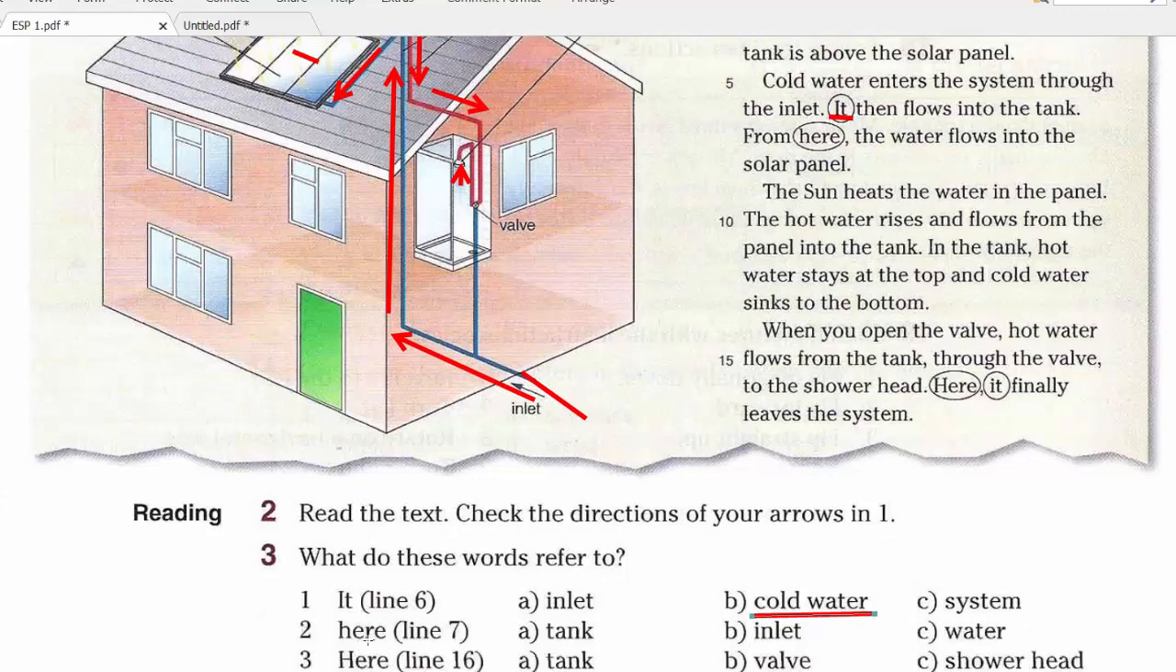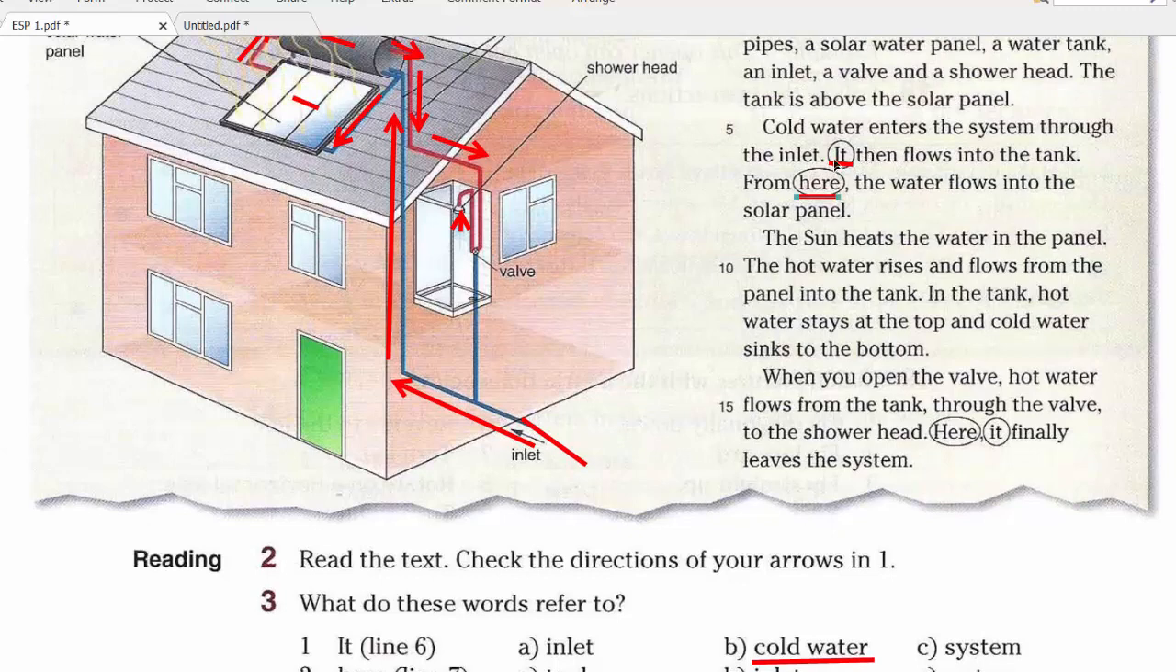Number 2. Here. Line 7. Here. Here تشير إلى مكان. From here. طيب, let's read the sentences before it. Cold water enters the system through the inlet. It then flows into the tank. From here, the water flows into the solar panel. From here, from the tank. From the tank. Yes, tank.